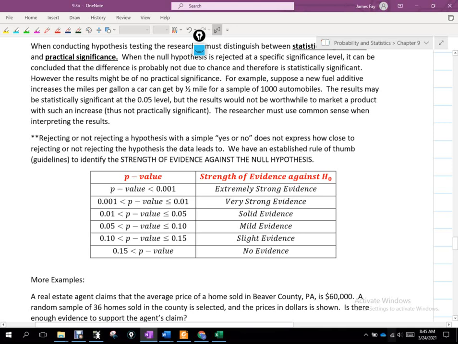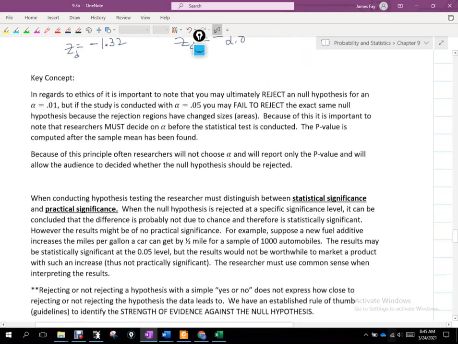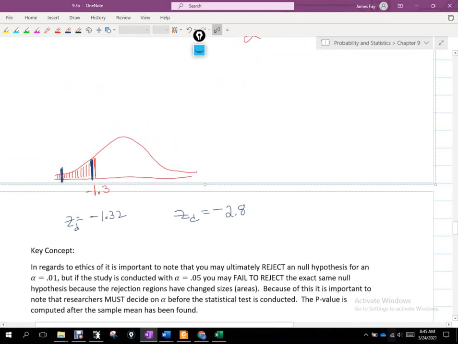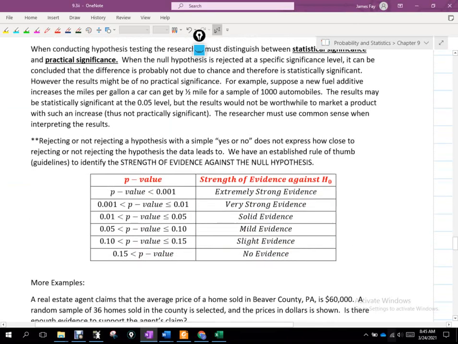If your p-value is less than 0.1%, so we change this to percentage, it's 0.1, right? If it is less than that, we have extremely strong evidence to reject the null hypothesis. So that would be a situation like this one over here. We are way far away from that threshold of rejection or non-rejection.